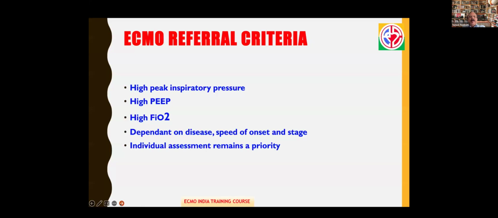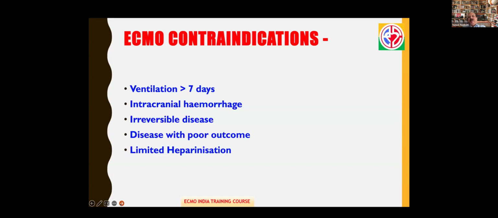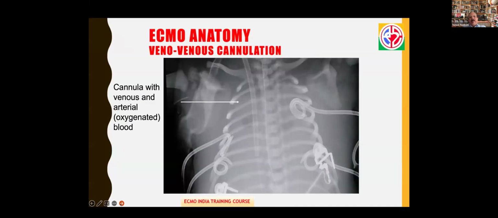But at the end of the day, it is an individual assessment which remains a priority, like which patients will get benefit of ECMO. Contraindications are high pressure ventilation of more than 7 to 10 days, intraventricular hemorrhage, or in neonates more than grade 2 IVH, intracerebral hemorrhage, irreversible disease, disease with poor outcome, and limited heparinization. These are the contraindications.